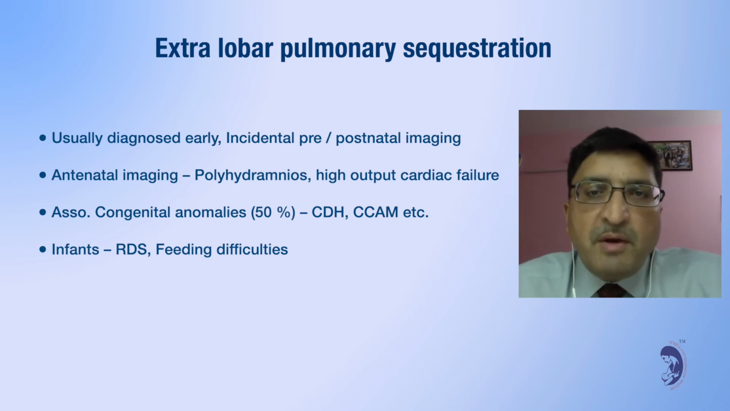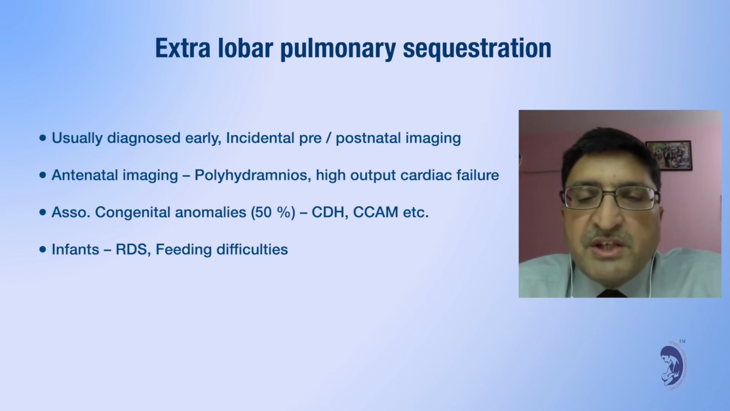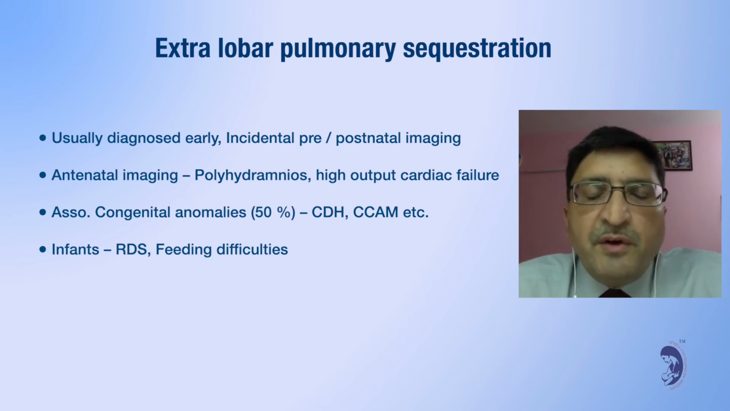Associated congenital abnormalities are high in cases of extralobar pulmonary sequestration, almost to the incidence of 50%. The associated congenital abnormalities which are present could be congenital diaphragmatic hernia or cystic adenomatoid malformations, etc. Infants normally present with symptoms of respiratory distress or feeding difficulties.